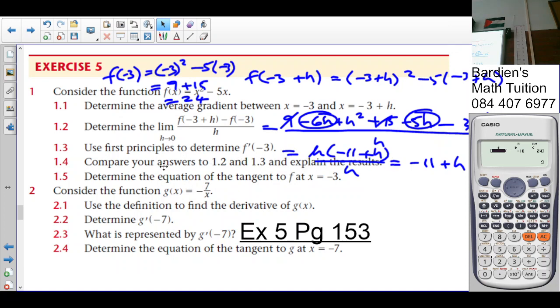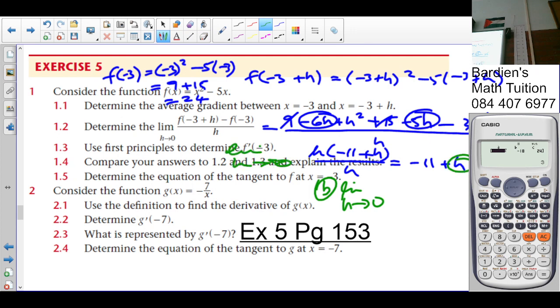Alright, so then it says determine the limit as h approaches 0. So that was A and B. The limit as h approaches 0 of... no, I was actually doing B, not so. This is B's answer. So in other words, the limit as h approaches 0: if I set h at 0, this answer is -11. Not so? 1.2's answer is -11.